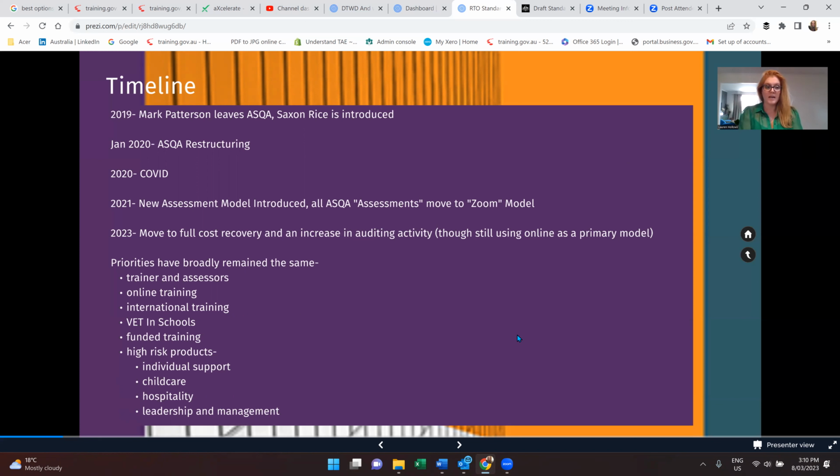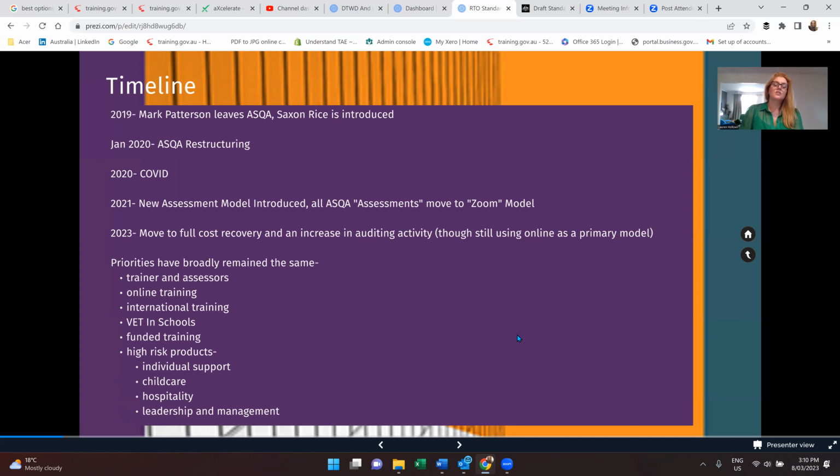Priorities have broadly remained the same. So trainers and assessors, who is conducting your training? Are they current? Online training, how is that being managed? Are you actually still observing skills? Are students able to demonstrate skills?